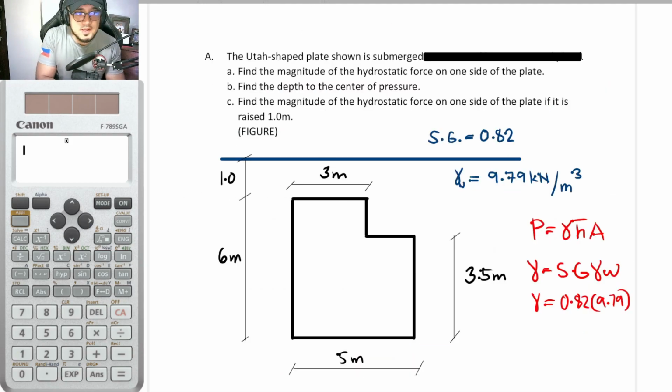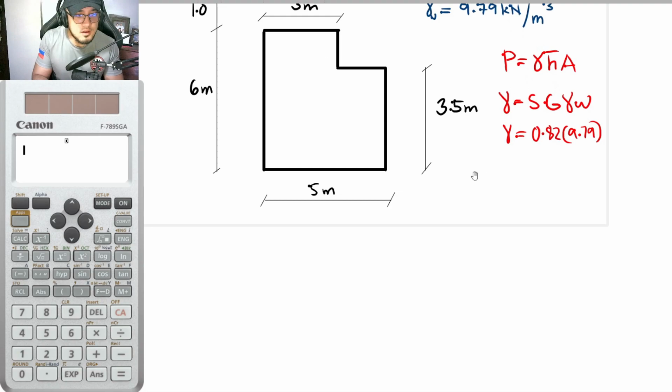So in Varignon's theorem, I would just be moving this here. According to Varignon, the centroid, or the location of the centroid of a certain entity given a certain reference point, multiplied by A is equal to the sum of the products of the area and the location.